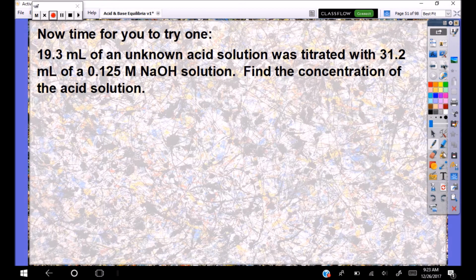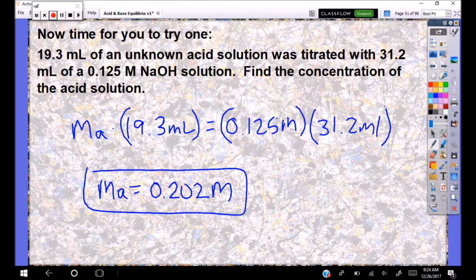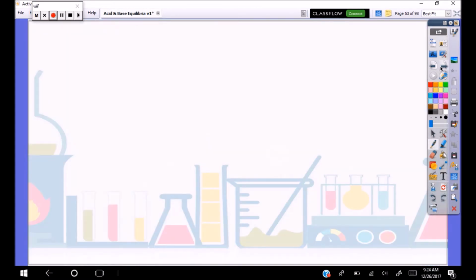All right, so now for you to try one. 19.3 milliliters of an unknown acid solution was titrated with 31.2 milliliters of a 0.0125 molar sodium hydroxide solution. Find the concentration of the acid. Okay, so you should have gotten that your molarity is 0.202 molar if we're going to 3 sig figs. We have our acid volume, we have our base volume, and our base concentration. Multiply the 2 on the right, then divide by 19.3.